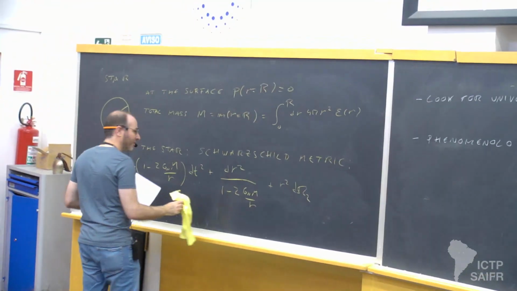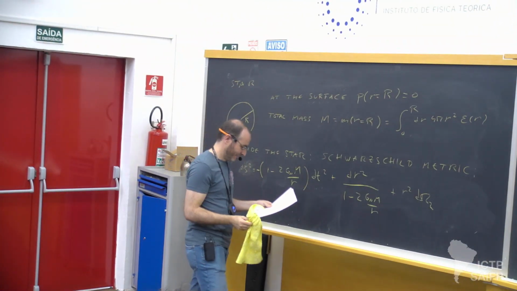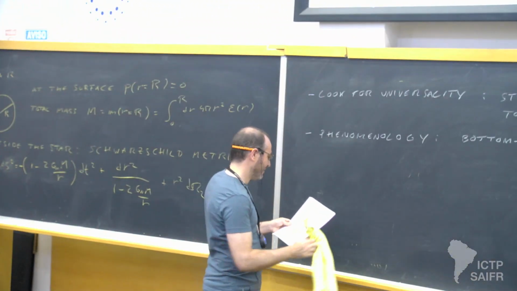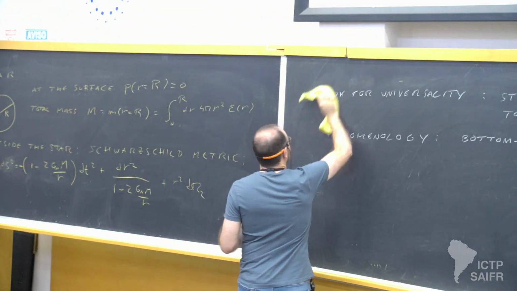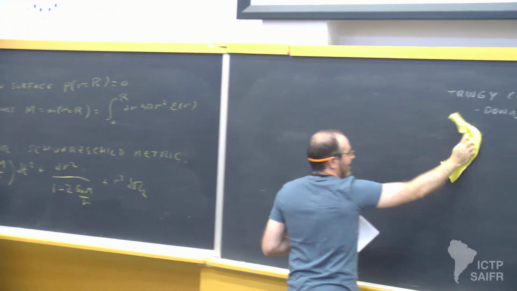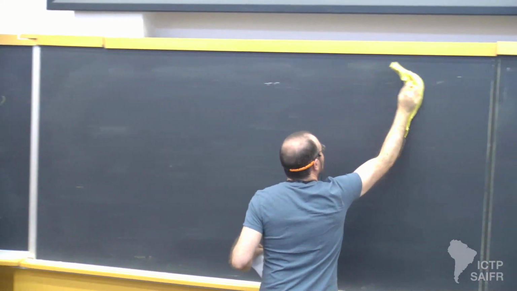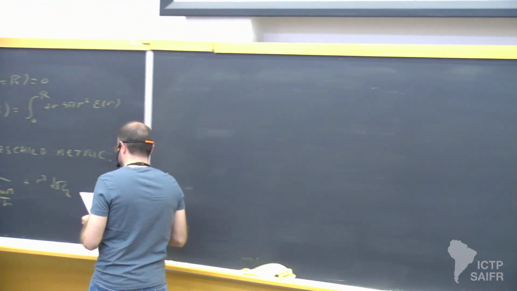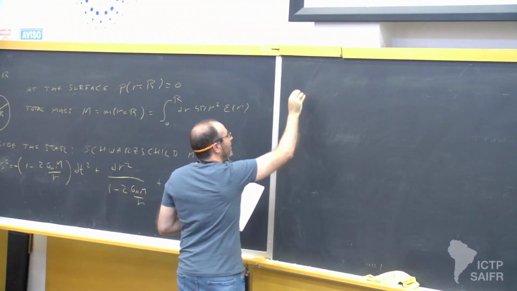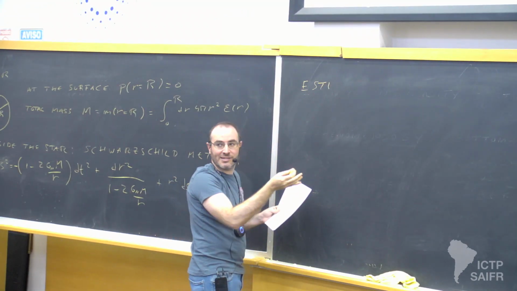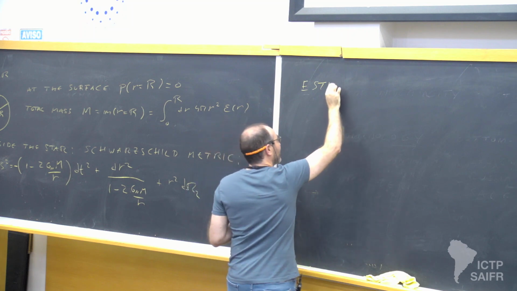Okay. So before I go to this question of what we need to solve these equations, let me just do some estimate of the scales of the neutron star. For this, we don't need to know the energy density or the pressure.